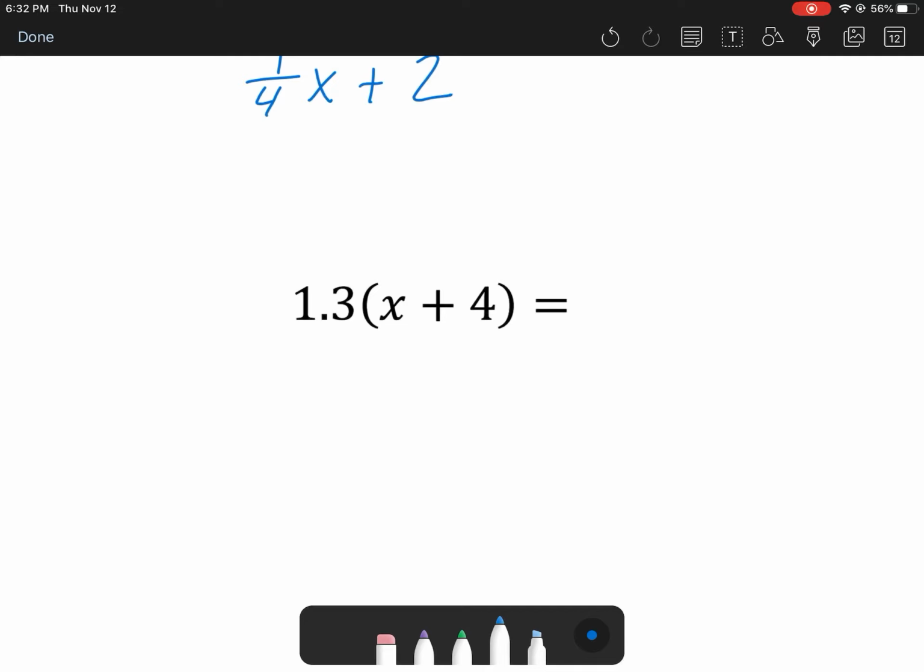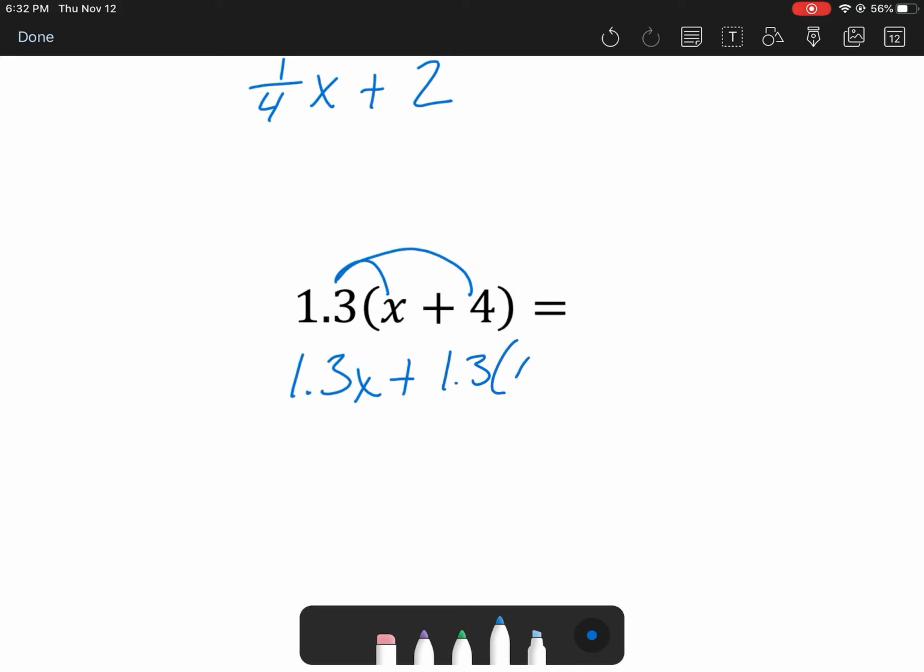Down here, we've got our decimal life going. I'm going to take 1.3 and again multiply it by the first and second term. 1.3x plus 1.3 times 4. 1.3x plus, doing it quickly in my head, 5.2. Deck of cards, I should have known that.